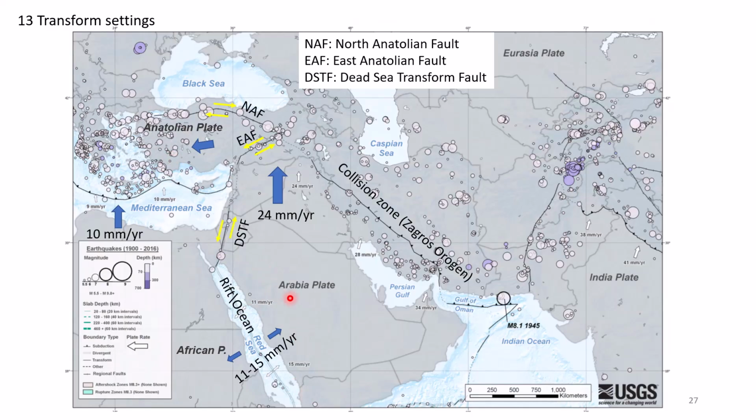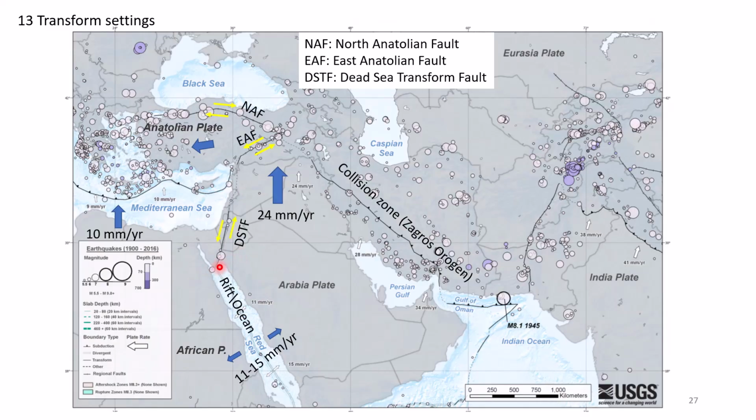The faster movement of the Arabia plate compared to the African plate also allows a rifting and formation of the Red Sea Ocean with a spreading rate of 11 to 15 millimeters per year. That is the spreading rate that allows the Red Sea to grow and to produce further oceanic crust.